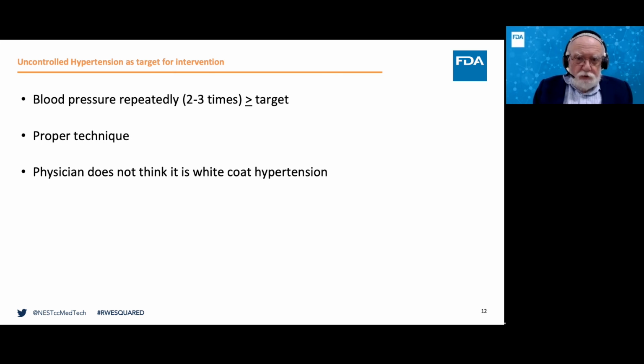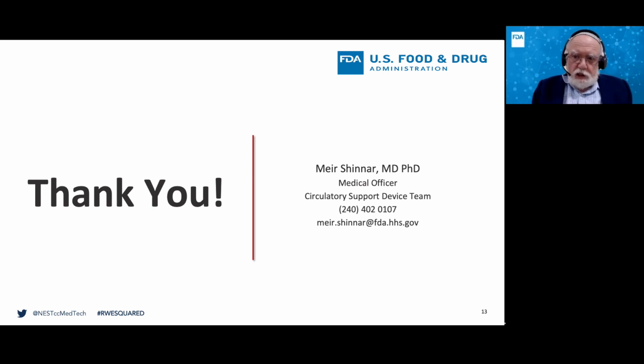And so therefore, for intervention, we would typically like that the blood pressure is repeatedly greater than the target, proper technique is employed, and as well that there isn't a consideration that this may merely be white coat hypertension. This, of course, makes real-world evidence quite a difficult problem to solve. And now I'd like to hand it over to Dr. Aronson.